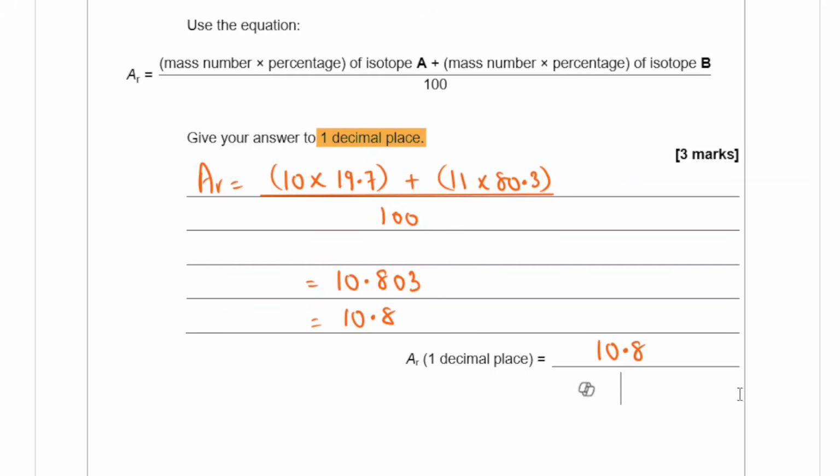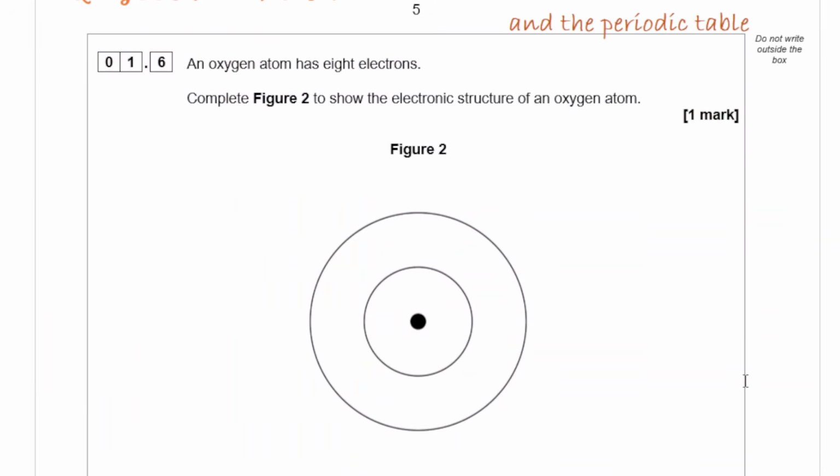An oxygen atom has 8 electrons. Complete figure 2 to show the electronic structure of an oxygen atom. Now remember, an atom has shells. These lines that are shown here are the shells. So in the first shell, it can have a maximum of 2 electrons. Second shell can have 8, and then 8 again.